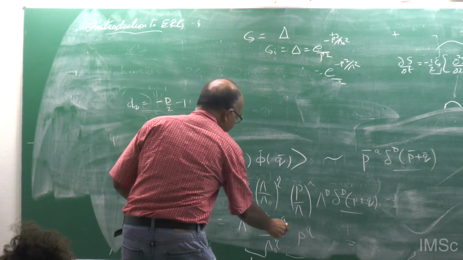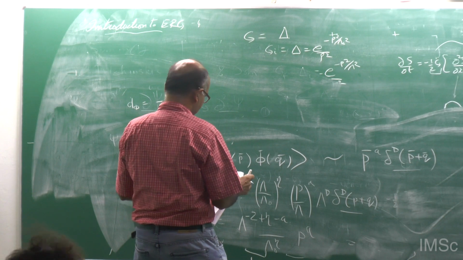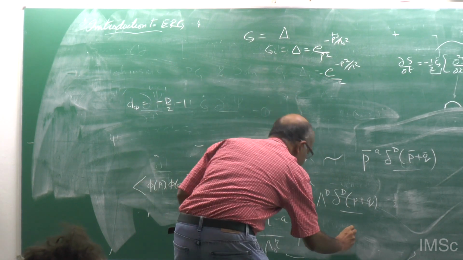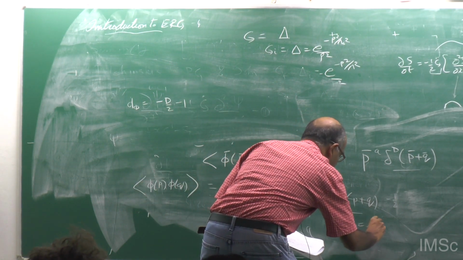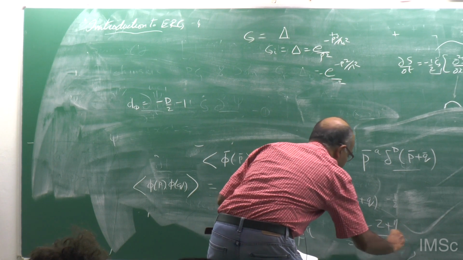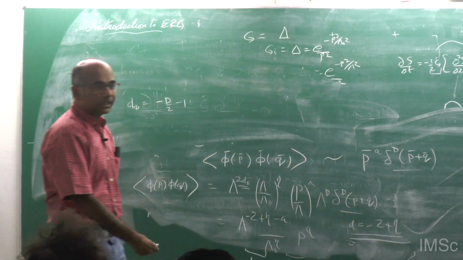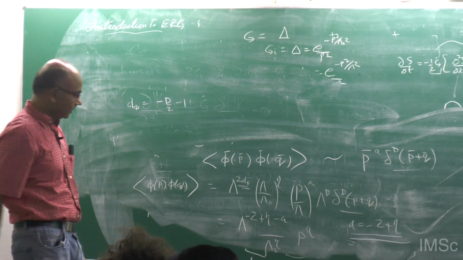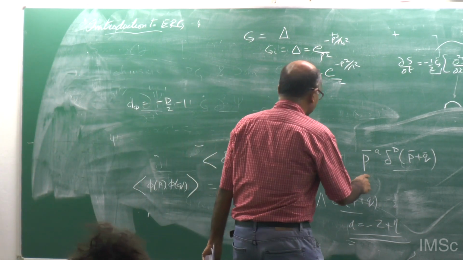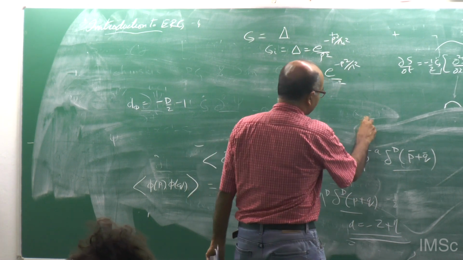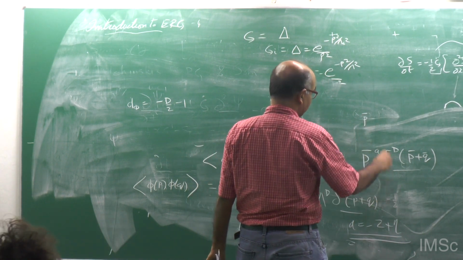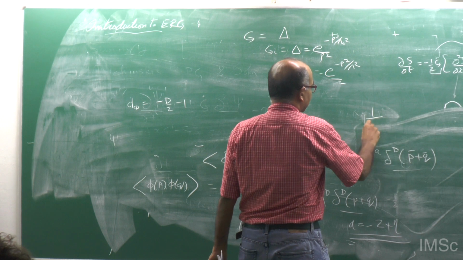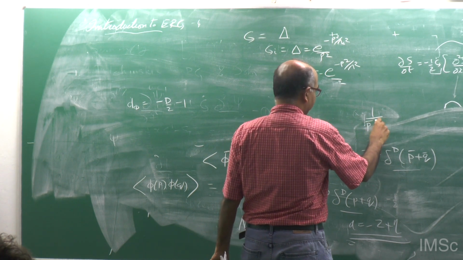So a has to equal this. So then you conclude that a is minus 2 plus eta, because it can't depend on lambda. That's the way it usually works in continuum RG also. And then you conclude that this dependence must be 1 by p bar to the power of 2 minus eta.